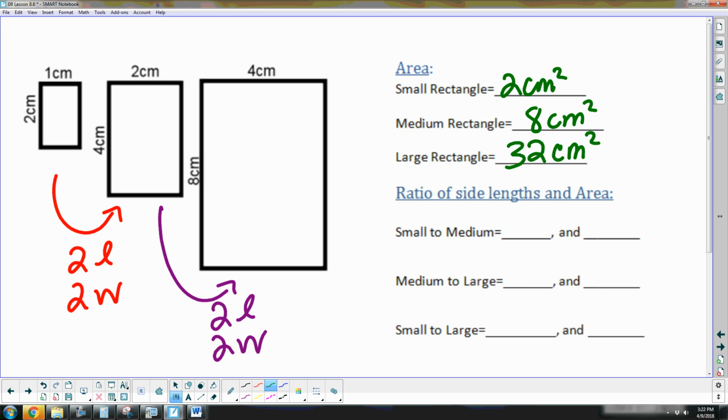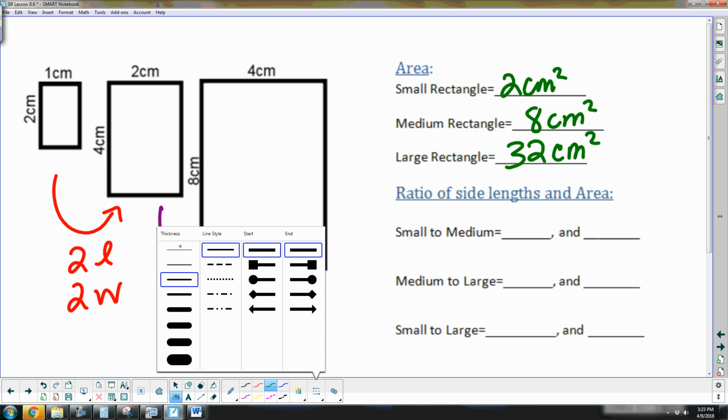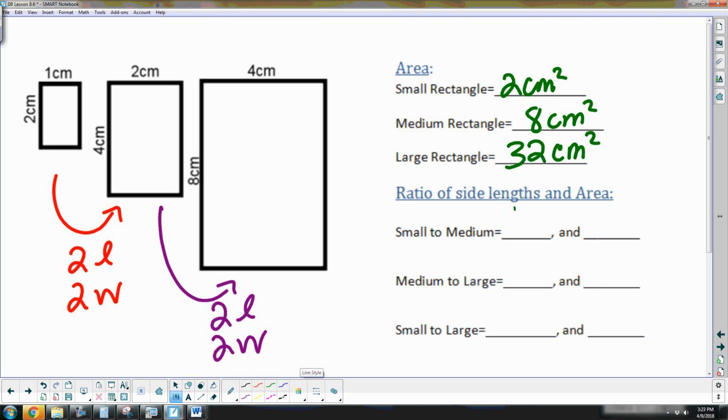So we're going to look at the relationship between the ratio of the sides compared to the ratio of the areas. So the ratio of the side lengths from the small to medium is 1 to 2. And the ratio of the area from small to medium is 2 to 8 or 1 to 4. And we can actually write these as fractions. So 1 to 2, and we said 2 to 8, which is equal to 1 to 4.